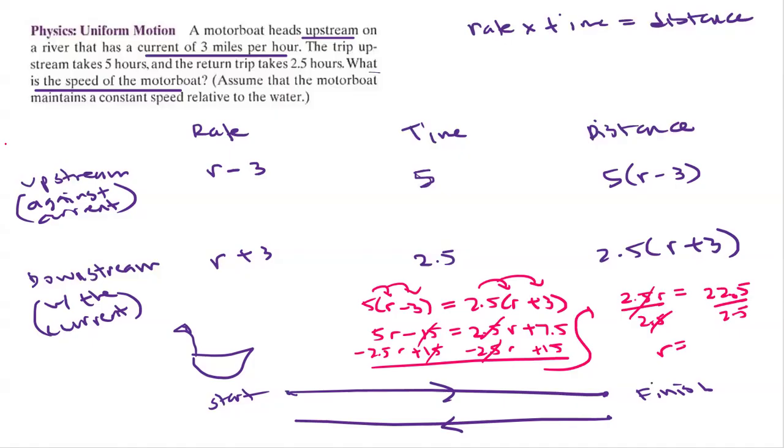Okay. So r, when we do that, we'll get 9 miles per hour. Okay. And what does that mean? That's the speed of the motorboat. And that's what we're looking for.